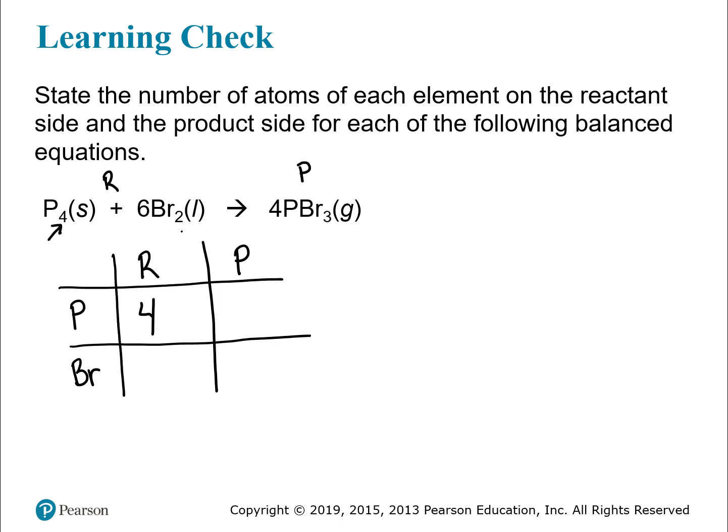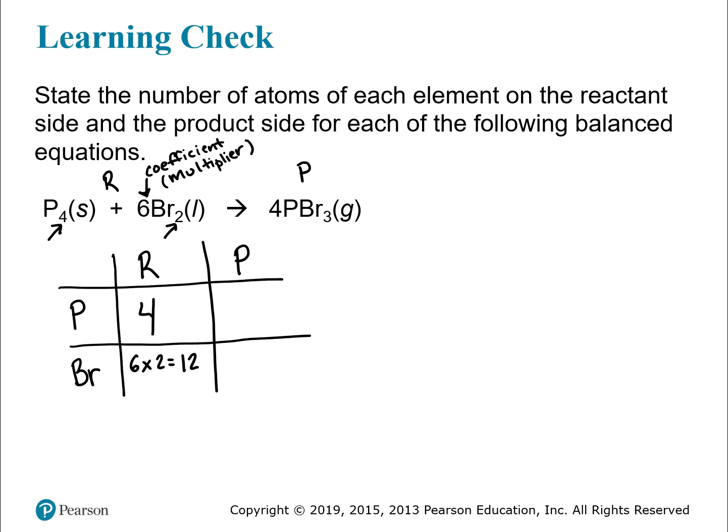For bromine, each bromine molecule has 2 bromine atoms. This 6 is a coefficient, aka a multiplier. So however many bromines I have in my molecule, I'm going to then multiply that by 6 because I have 6 bromine molecules. So 6 times the number of bromines in each molecule is 2. That gives me 12 bromine atoms.